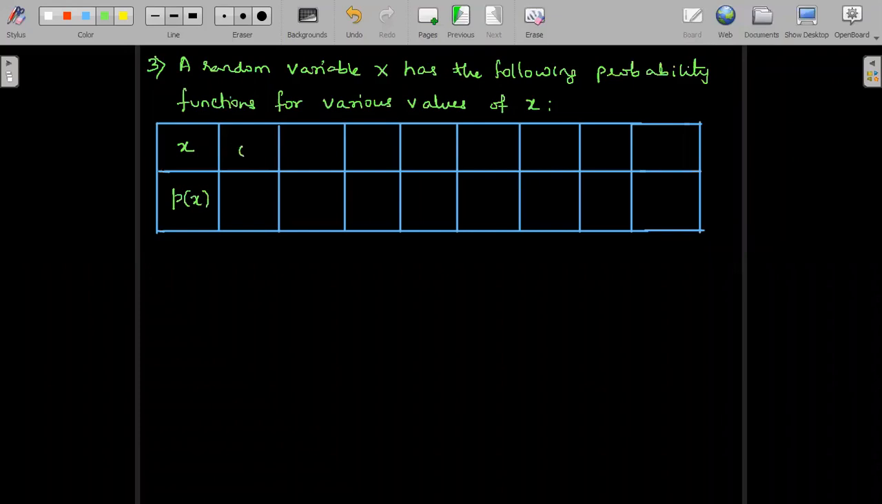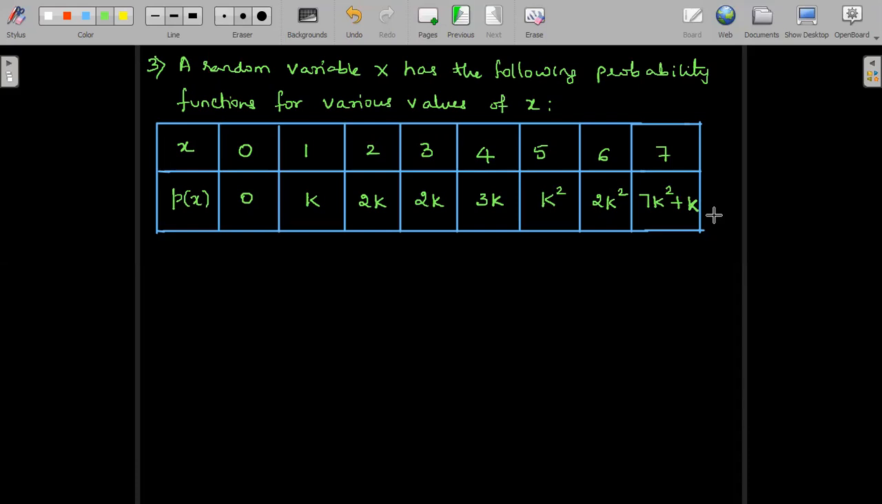X values are given from 0 to 7 in steps of 1. And the respective values of P of x are 0, k, 2k, 2k, 3k, k square, 2k square, and the last value is 7k square plus k. So these are the given set of x and P of x values.